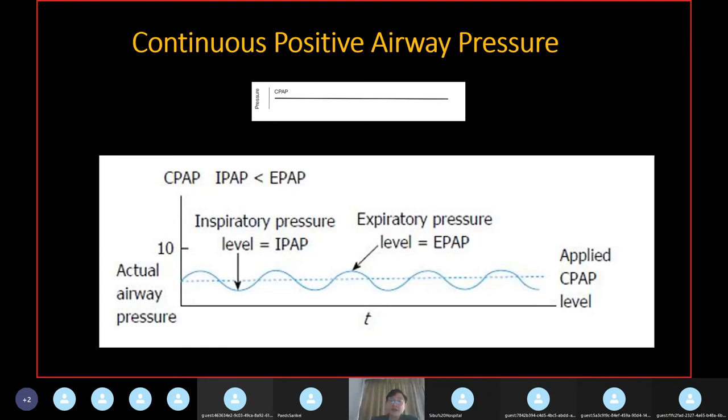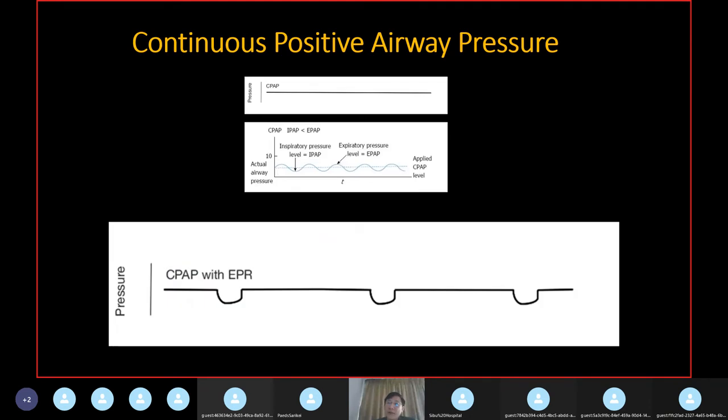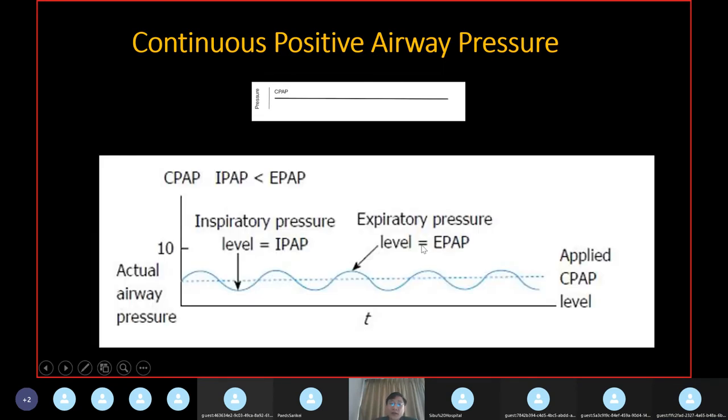With the advancement of technology, as you can imagine, when you inhale, the pressure will drop, because you suck in the air. The machine maintains the pressure by providing the air. So when you inhale, the pressure starts to drop, and then when you exhale, the pressure starts to increase.